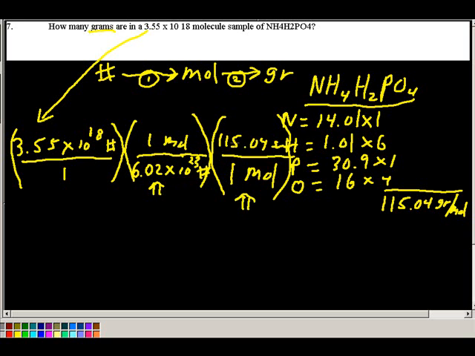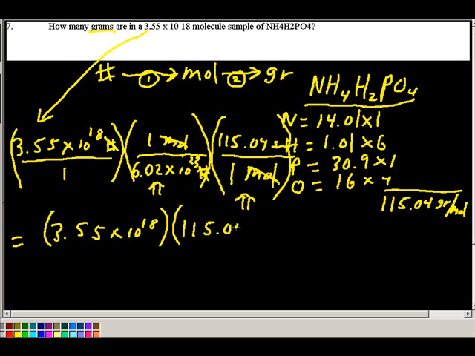Now, because I want to make sure we're clear on the math here, I'm going to carry this down. And what I'm going to do is multiply all of my numerators. First, I'm going to cancel. So numbers cancel with numbers. Moles cancels with moles. So what we do is we got 3.55 times 10 to the 18th, multiply that by 115.04 grams.